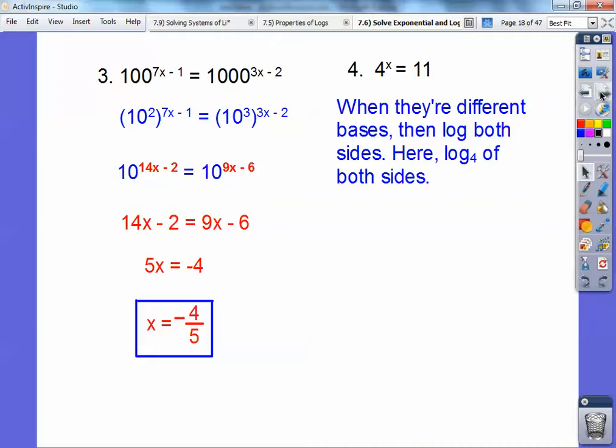Okay, so here we go. Log base 4 of 4 to the x equals log base 4 of 11. Now this is my blah blah rule: if these numbers match up, it equals whatever that exponent is. So the left-hand side now is just x. So x equals log base 4 of 11.